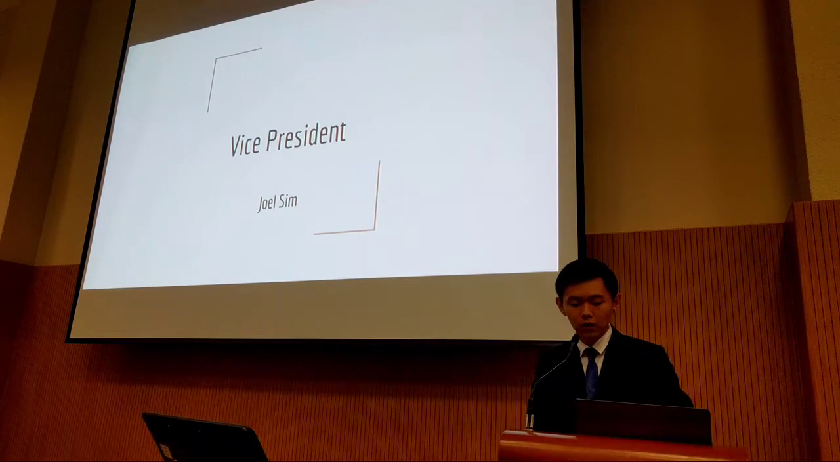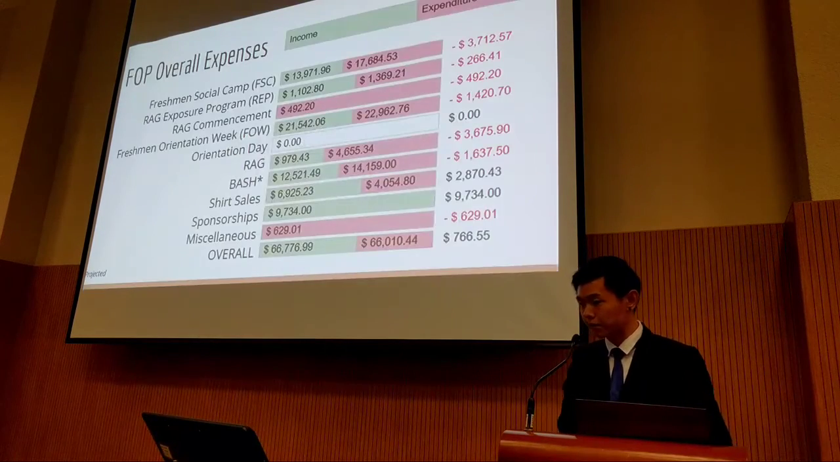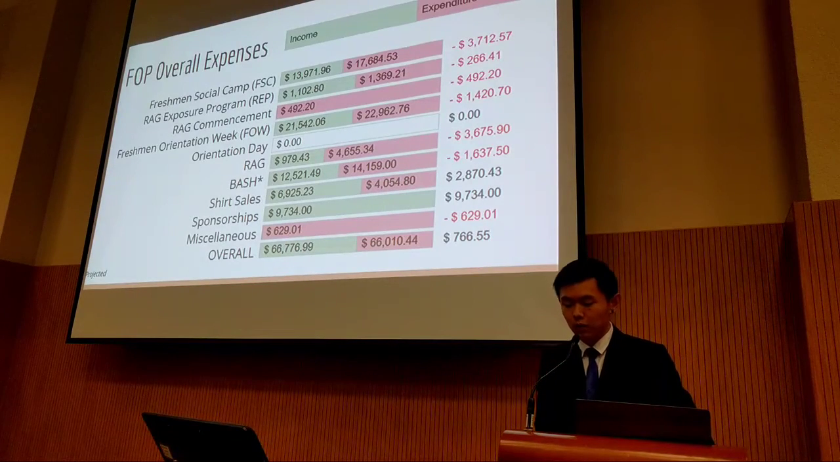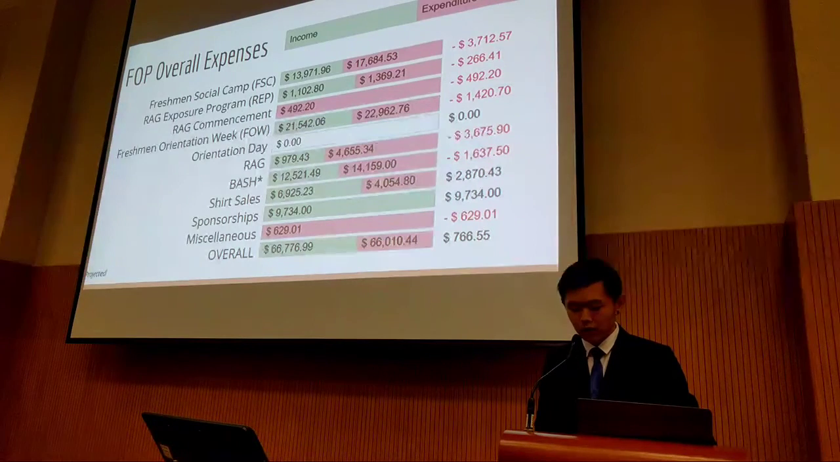Next, I'll cover the overall expenses to conclude the FOP. All of our projects were in deficit, as you can see on the screen, due to high operation costs, such as booking of MPSH for overnight stay as well as Sentosa booking, as well as subsidized camp fee for all OHH. However, we have our canvassing, which is the selling of FOP shirts, and sponsorship sourced by the FOP marketing team to cover all the deficits that were incurred. Overall, the FOP cell has a surplus of $766.55.